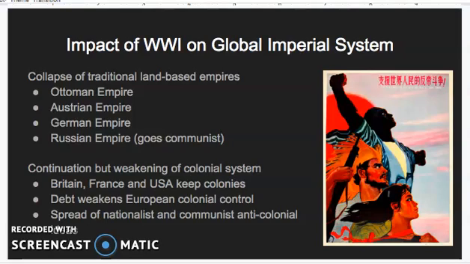And you get communist propaganda coming out of Russia, spreading around the world saying that all the poor working people of the world should unite to overthrow the colonial empires. This is an appealing message.